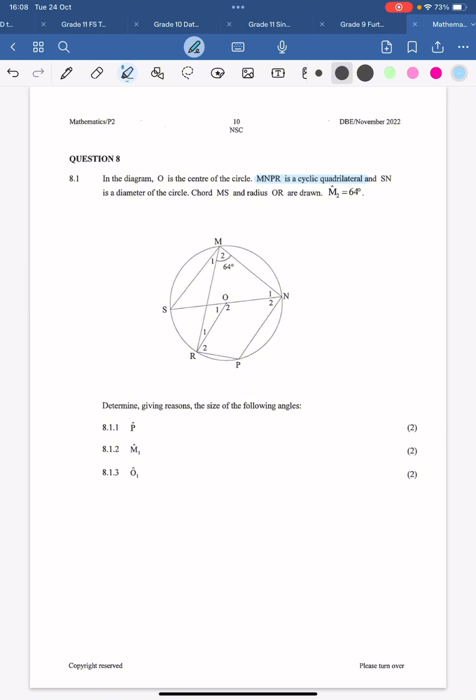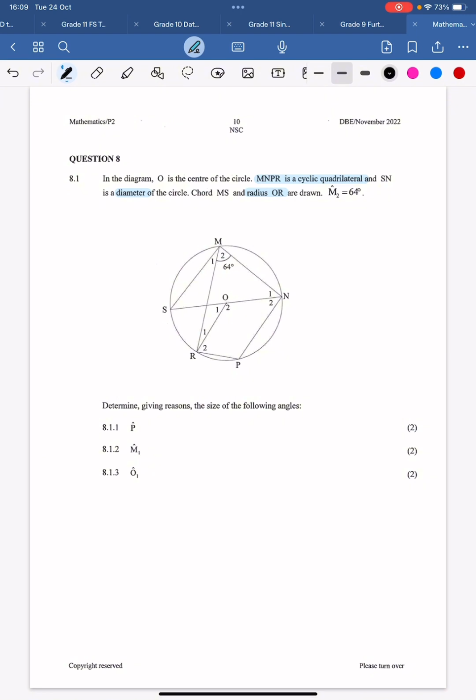And then they're saying that SN is a diameter of the circle. That is important. Chord MS and radius OR are drawn. So let's see, where's MS? MS is over there, and then radius OR is over there. Now guys, we do actually have more than one radius drawn on this picture. They have just specified radius OR for some reason, but there actually are more radii here. I will show you just now.